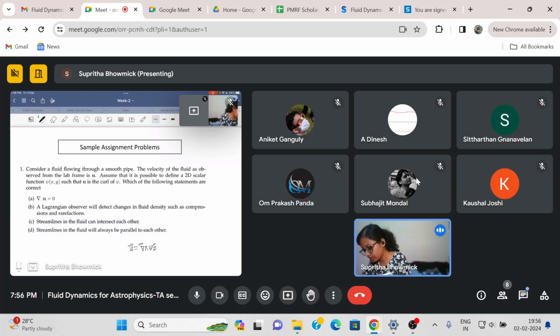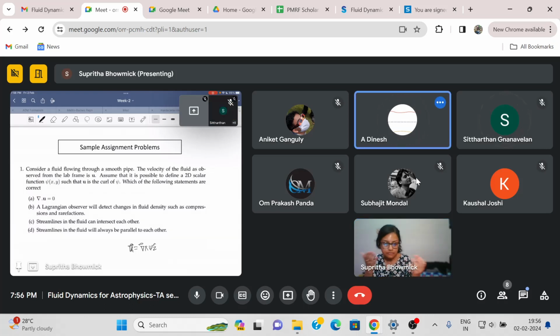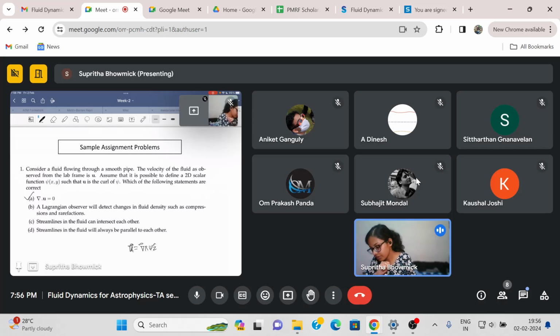Can you write divergence of U equals 0? If you can write the velocity vector as curl of some vector psi z, if you can write the velocity as a curl, can you write the divergence of velocity as 0? Yes, this is simple vector algebra. Absolutely, divergence of a curl is 0. Okay, so option A is correct.